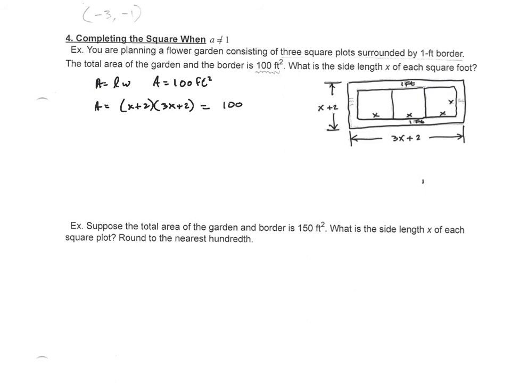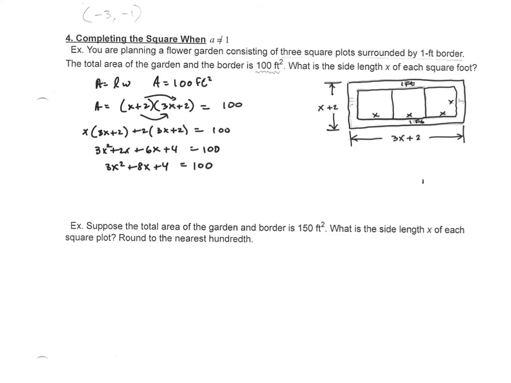So what do I need to do here? What is the side length? Well, we need to solve for x then. And in order to do it, I'm going to have to do some multiplication first. I'm going to have x times 3x plus 2, plus 2 times 3x plus 2, equals 100. And I get 3x squared plus 2x plus 6x plus 4 equals 100, and I get 3x squared plus 8x plus 4. And let's see here.